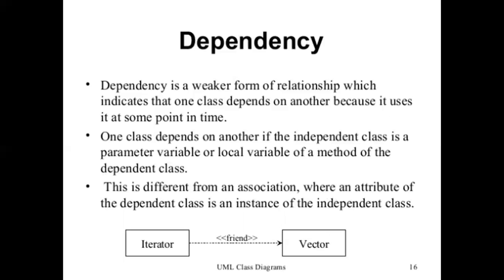Next one, dependency. Dependency is a semantic relation between two things in which a change to one thing may affect the other thing semantically. Suppose a change in one thing automatically changes another thing. That is dependency. Dependency means one thing depends on another thing.